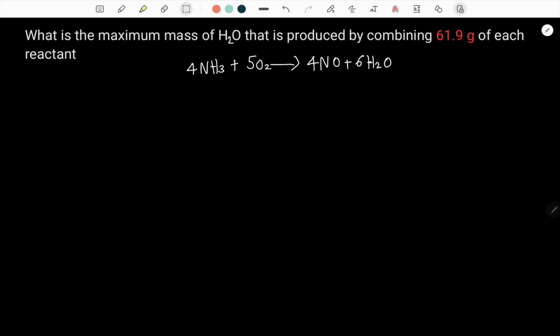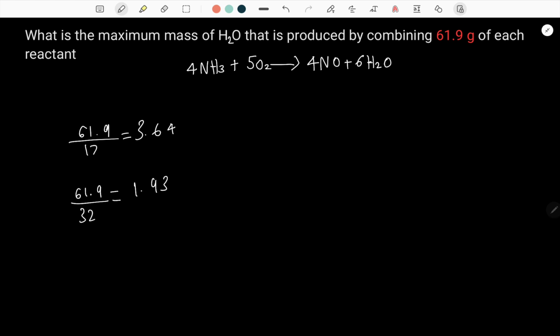In this question, we are to find the maximum mass of H2O, which is this one. Let me just get my pen. Yeah, this one, which is produced by combining 61.9 grams of each reactant. So we know that 61.9 grams of each reactant is being used. Again, the first step is to convert this into number of moles and find the limiting reactant. Let's do that. We got 3.64 for NH3 and 1.93 for O2.